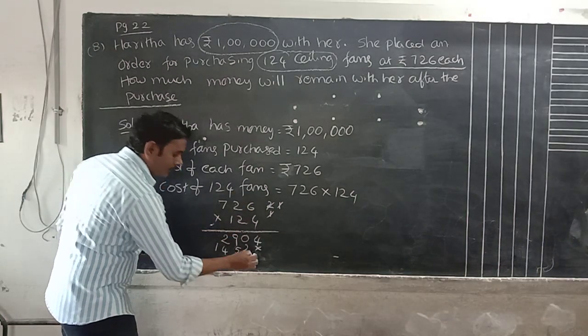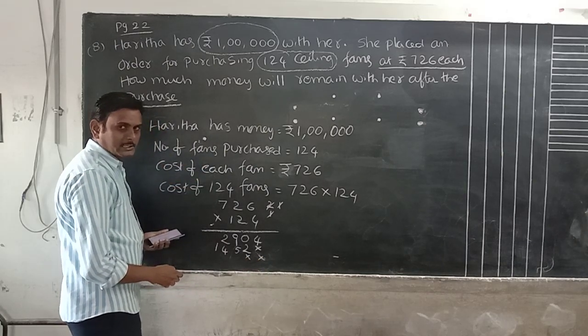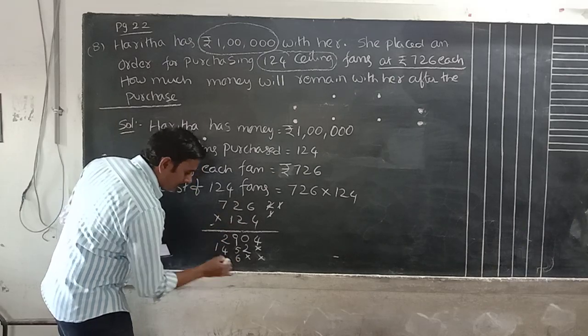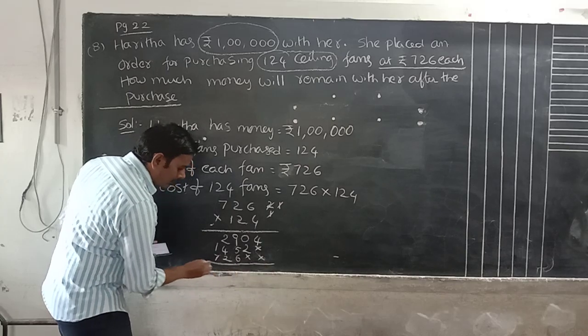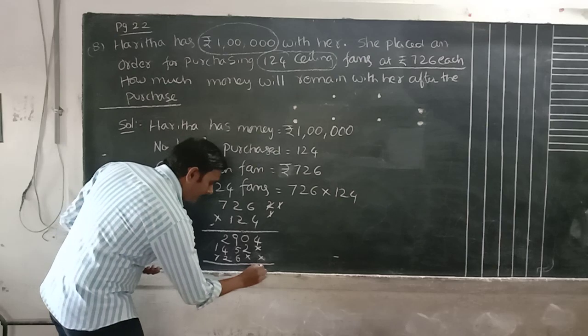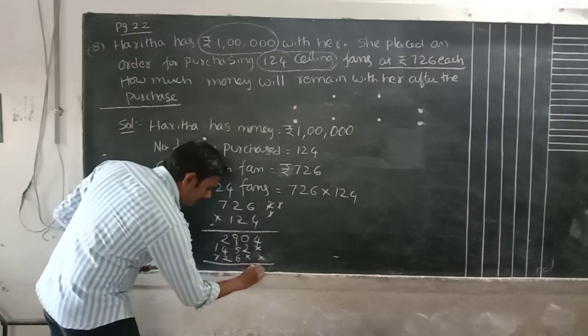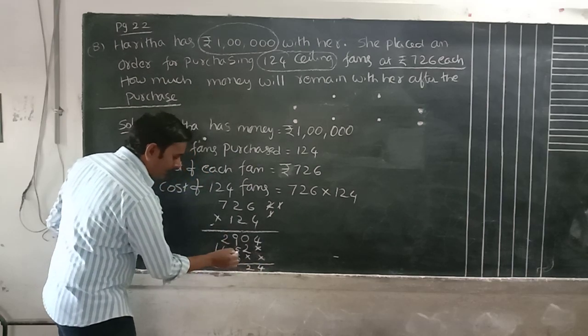Now go for the third digit. For the third digit you have to leave two spaces below. Now multiply 1 with 6 is 6. 1 times 2 is 2. 1 times 7 is 7. Now add these numbers. What can we get? 4.